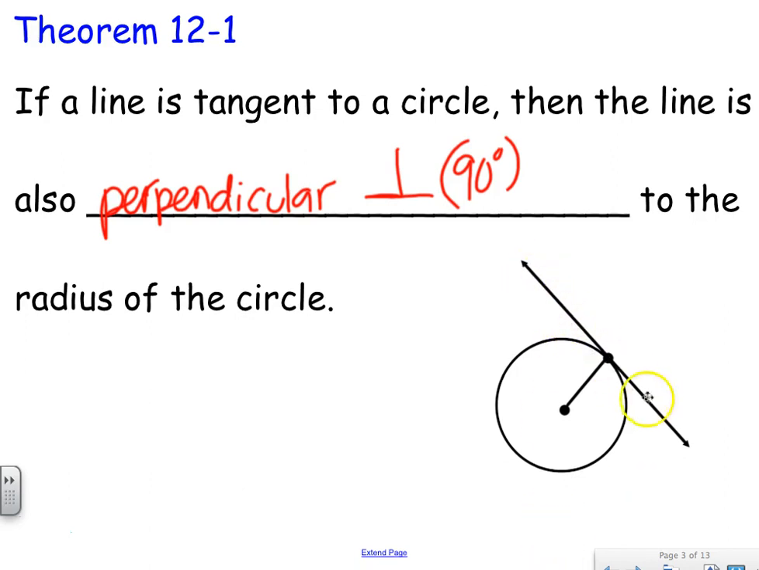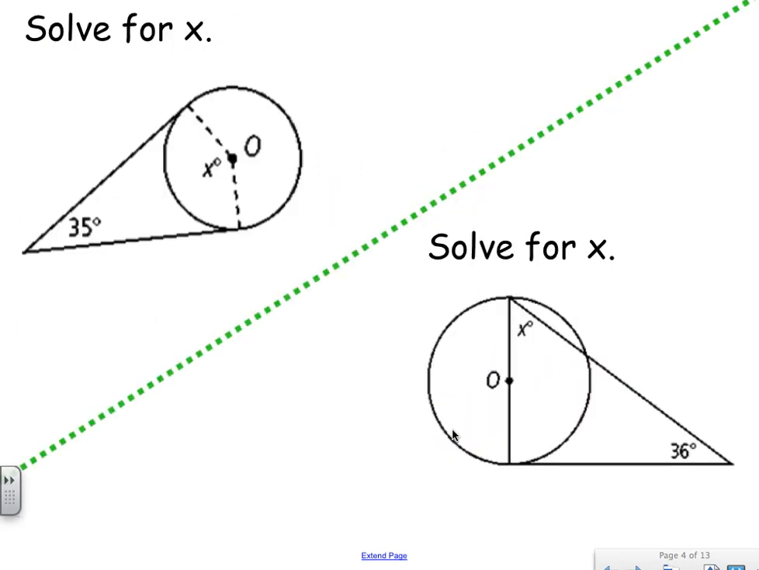So notice I've got this line, it's tangent, it hit a point once. What that means is I have a right angle right there. Okay, so we're going to be dealing with right angles and shapes and all kinds of cool things. So let's look at this first example. I want you to solve for x.